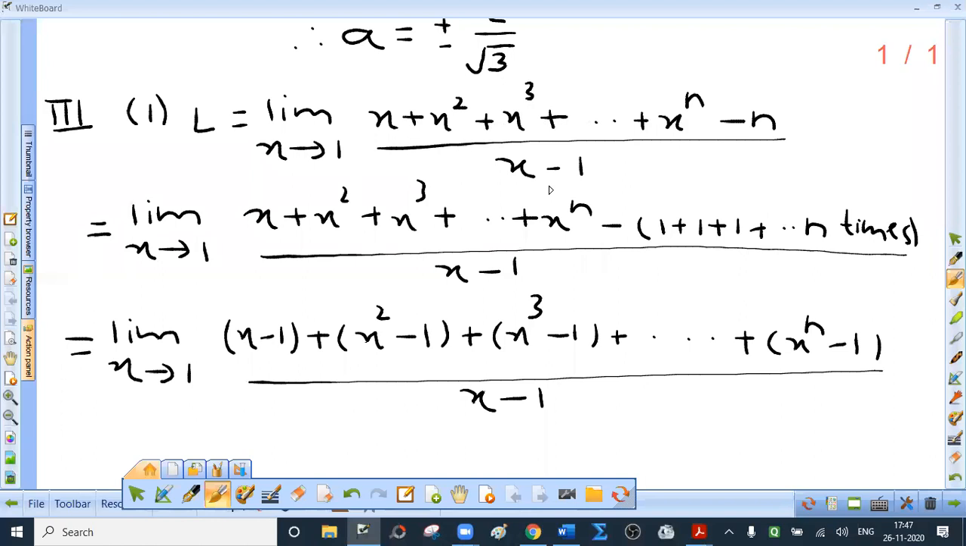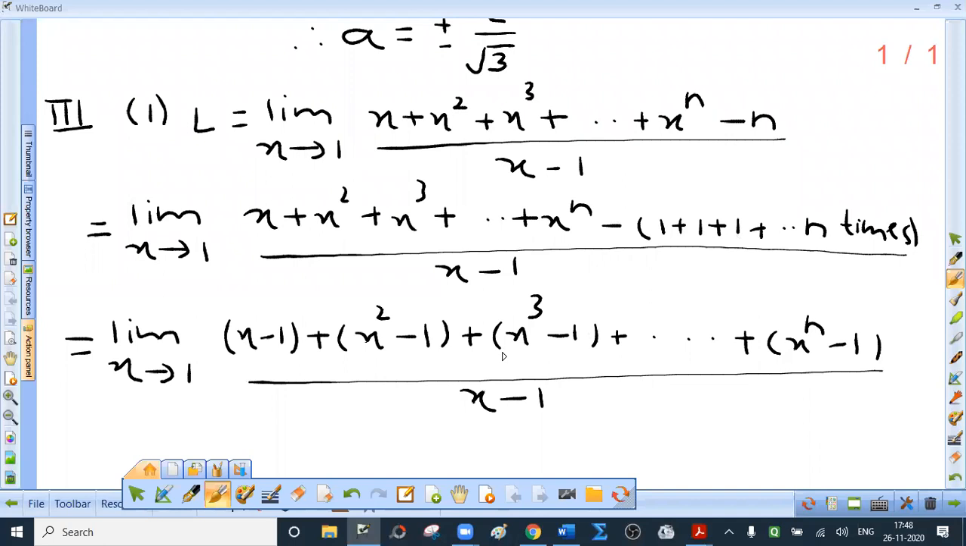So how to evaluate this? See, this n can be replaced by what? 1 plus 1 plus 1, how many times? n times. But you can see the minus sign before the bracket. Now the next step is interesting. See, I rearrange the terms. So x minus 1 plus x square, 1 more, minus 1 plus x cube minus 1 up to what? x raised to n minus 1.